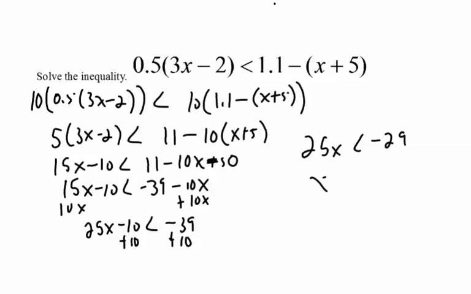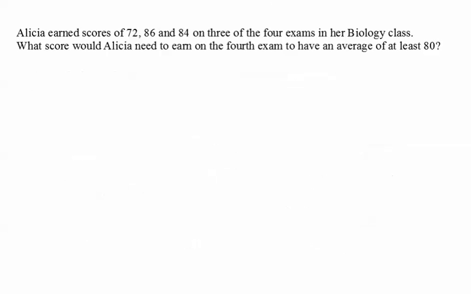I'm dividing both sides by 25. So there I have it. And if I had to write it on a number line, it'd be something like negative 29 over 25 with an open circle going that way. Okay? Simple enough. All right.